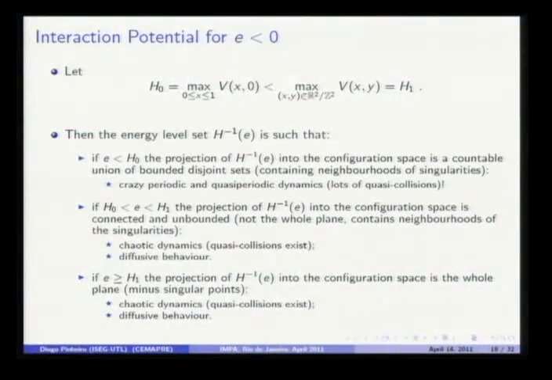If the energy is small, you have some kind of crazy periodic or quasi-periodic dynamics. If the energy is between H0 and H1, you might have chaotic dynamics and you might have some diffusive behavior. And if the energy is large enough, then I'll prove that such chaotic orbits exist.